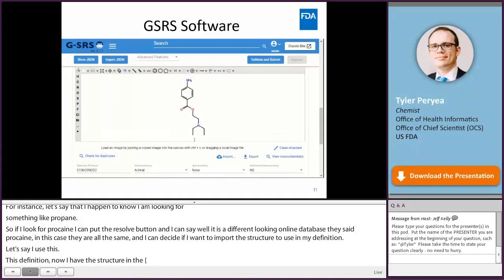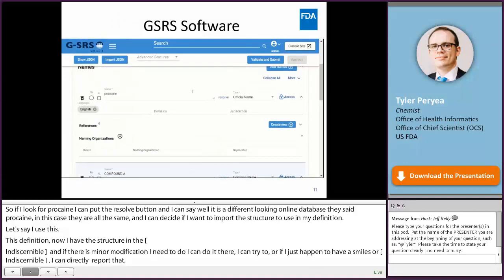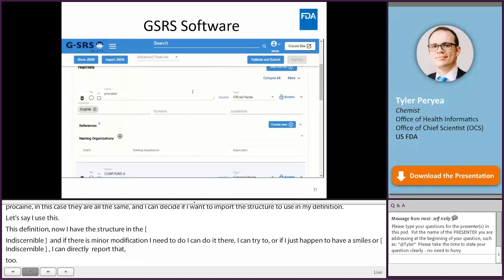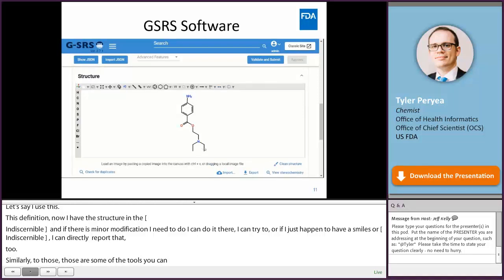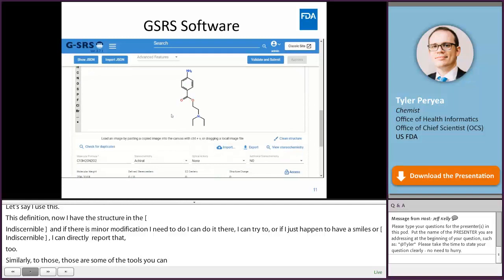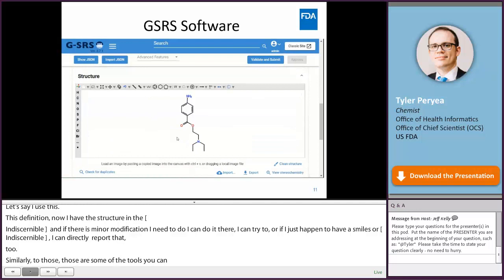Similarly, those are some of the tools that you can use in the system. You can have a registration form. You can enter the names, then you can enter the definition, and there are a lot of ways to get the definition in. For a chemical substance, you can either import an existing file that you might have for that chemical substance, or you can use the resolve name feature.